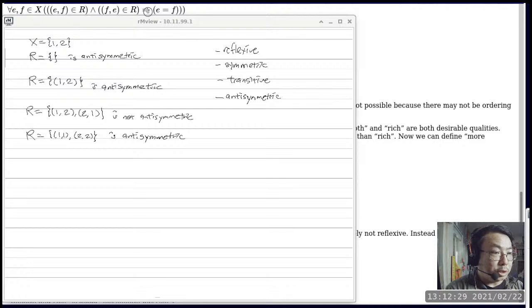The empty relation is an example because the empty relation is anti-symmetric, it is not reflexive, and at the same time symmetric. There you go. The empty relation is very interesting because of the way we define these properties.